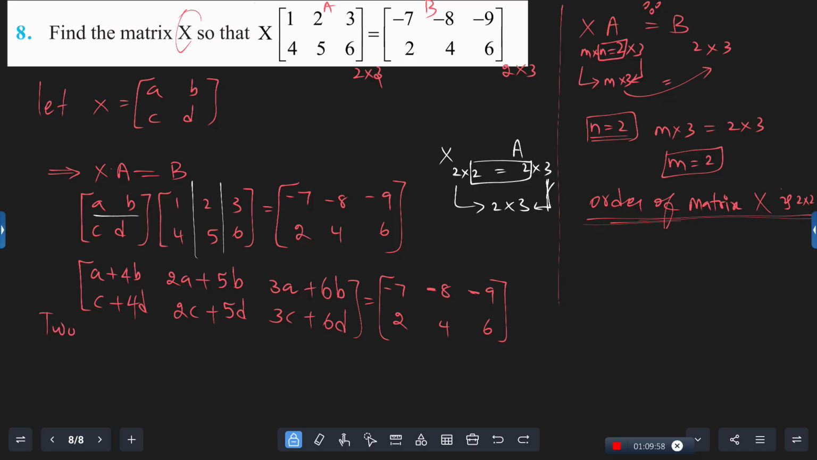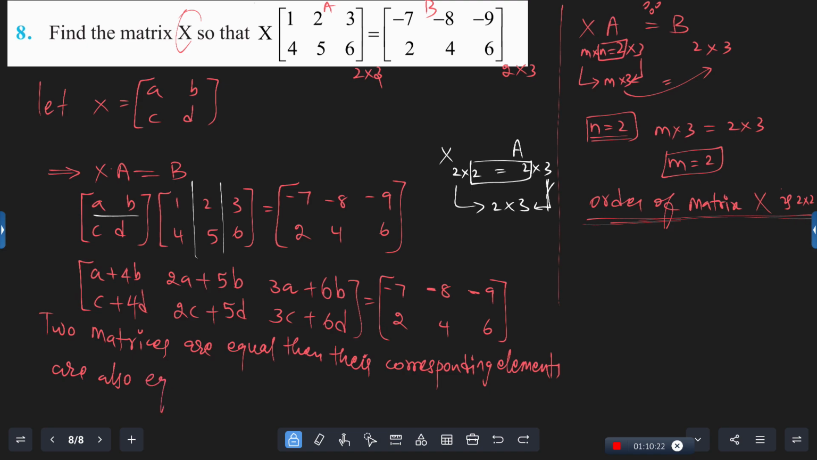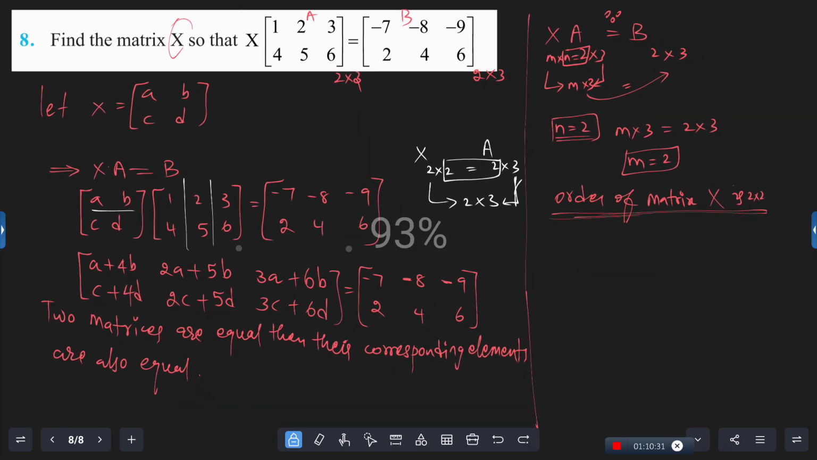So, if two matrices are equal, then their corresponding elements are also equal. That is what you just mention and then write. That is the meaning.